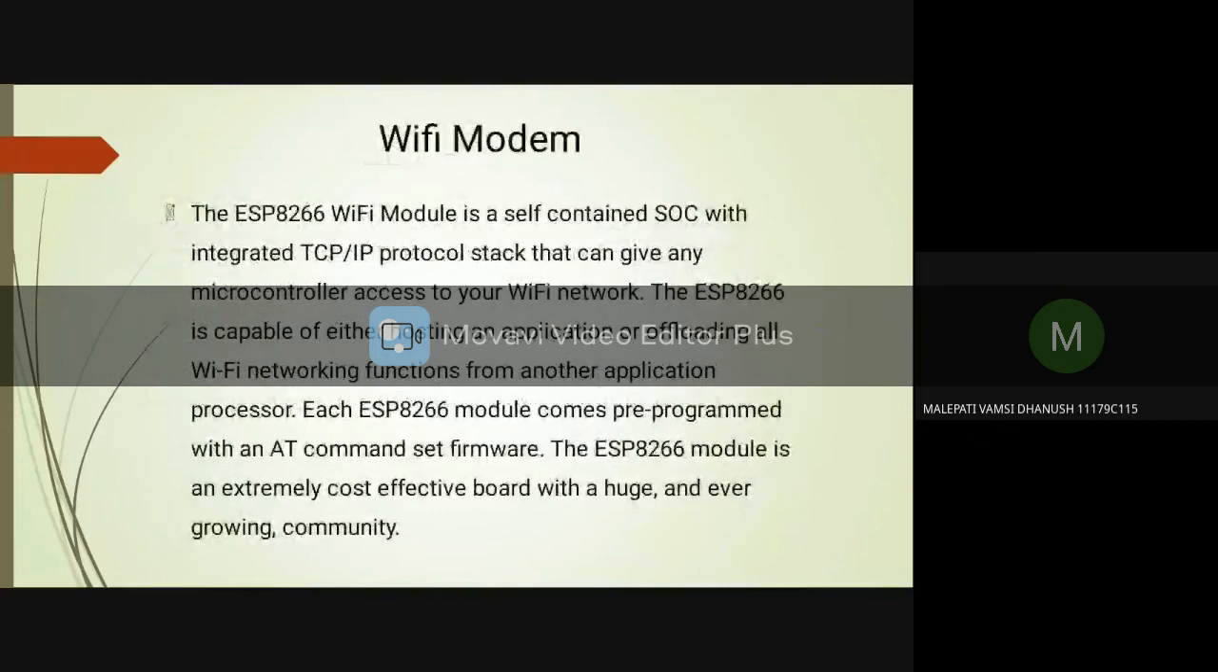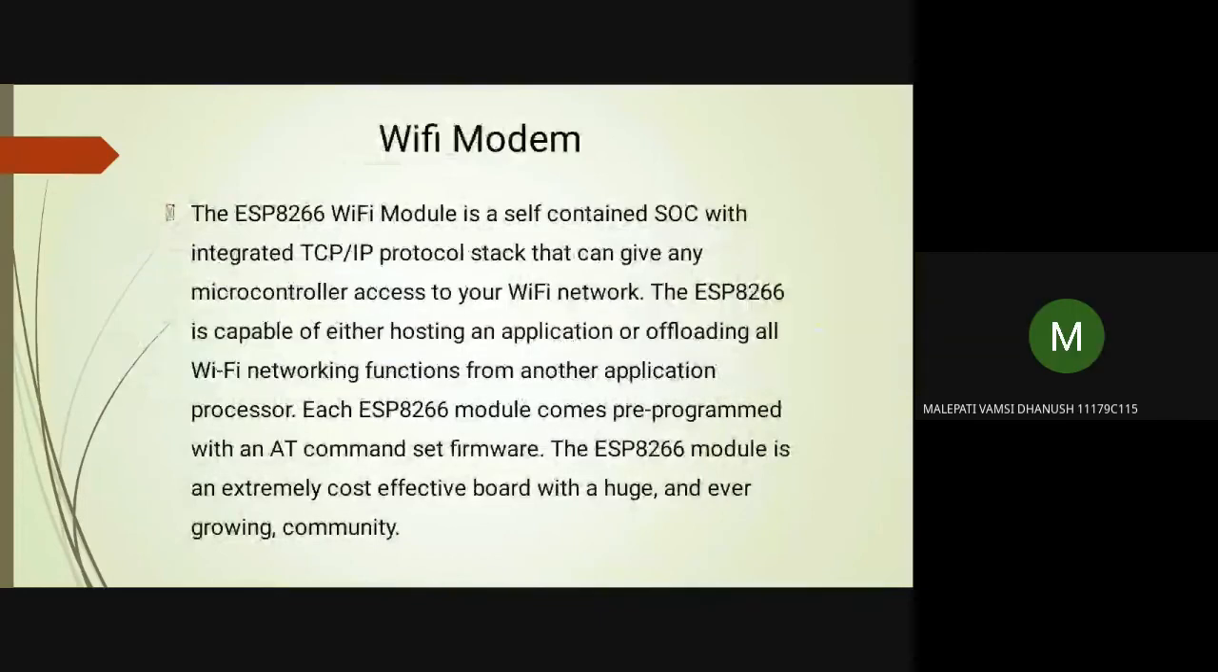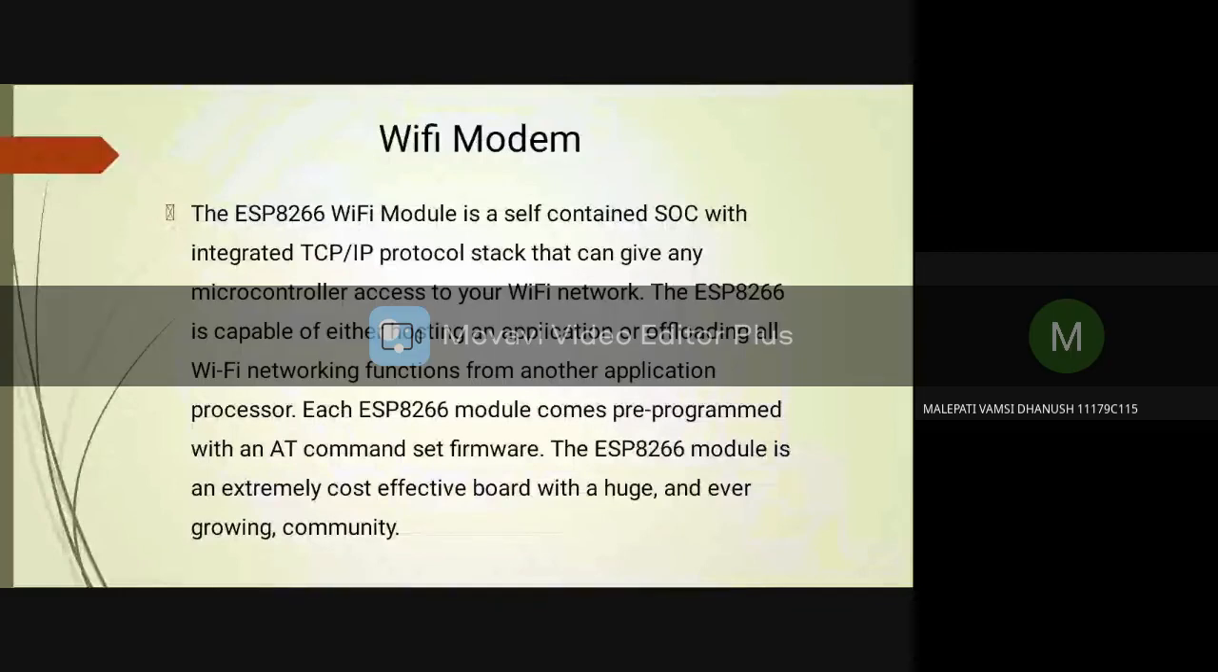Next we are using a Wi-Fi module. In this project we are using the ESP8266 Wi-Fi module. It is a self-contained SoC with integrated TCP protocol. It is accessible to any Wi-Fi network, and it is capable of either hosting an application or offloading all Wi-Fi networking functions from another processor.